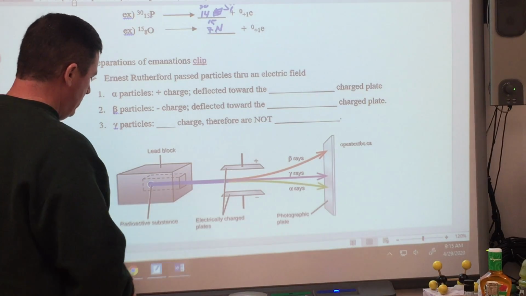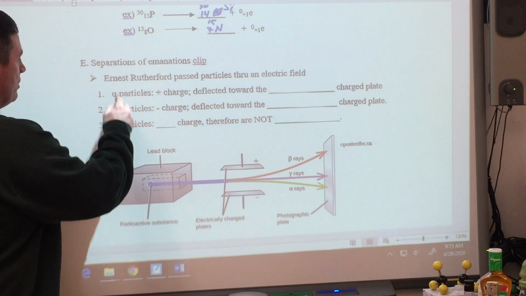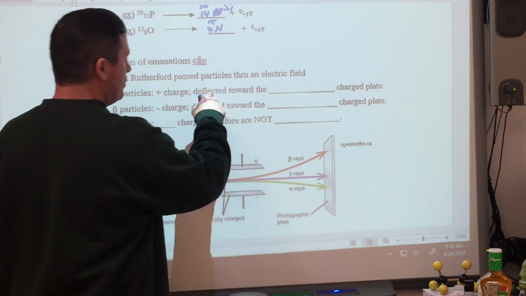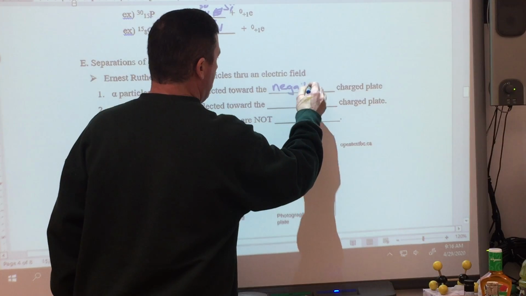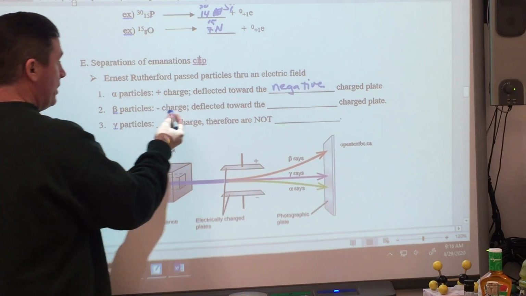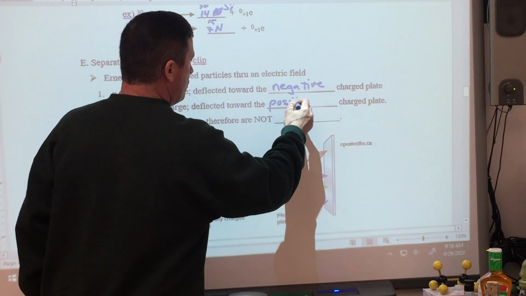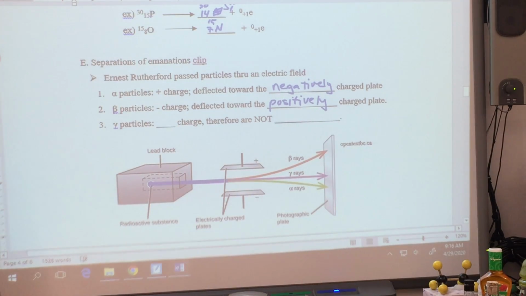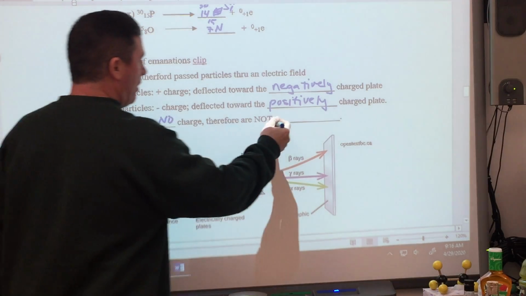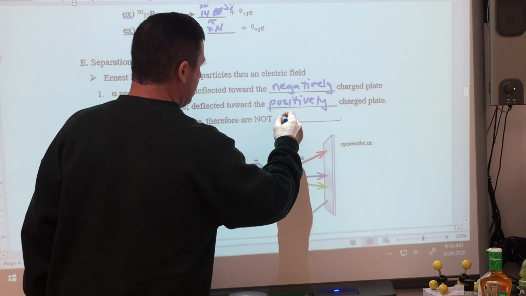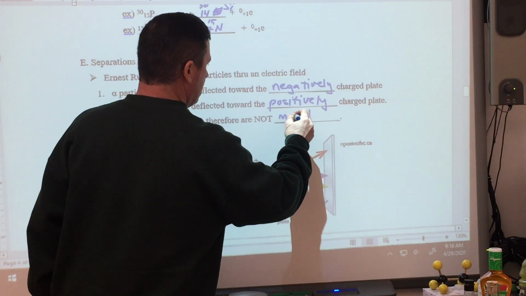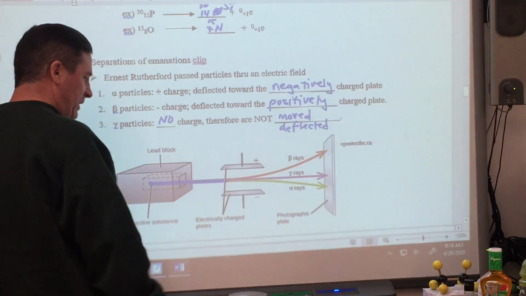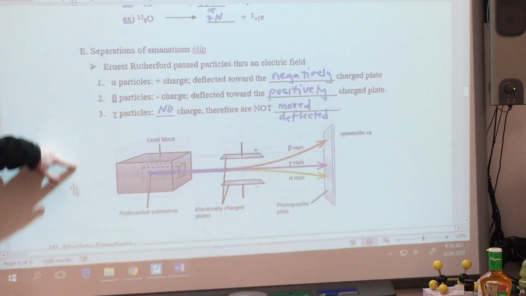So these are emanating from a radioactive substance. Remember that Rutherford passed these through an electric field. The alpha particles have a positive charge. They were deflected toward the negative charge. The beta particles are negatively charged and opposites attract. And the gamma particles have no charge, therefore are not moved. Deflected is another word we could put there. Probably better with deflected. Okay, so be able to explain that.